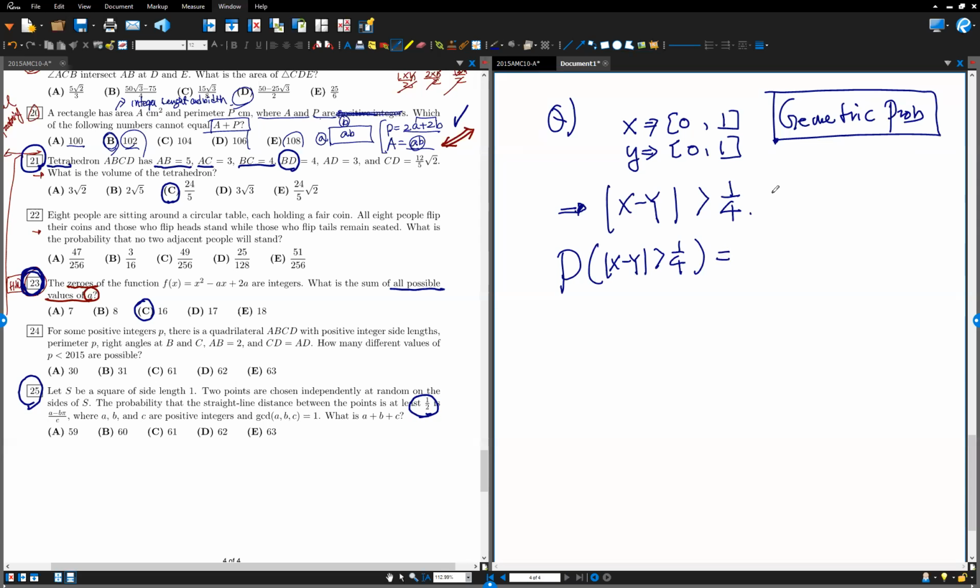To express y, you better change this or get y minus x, okay? That's the easy way. Same thing.